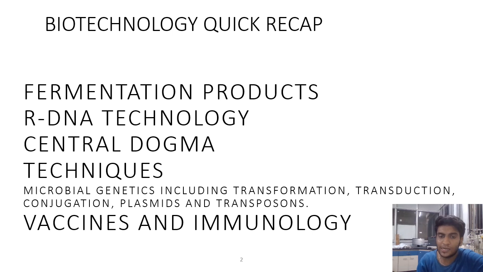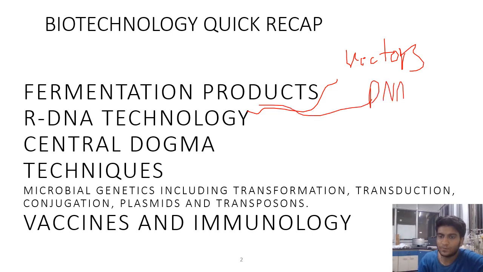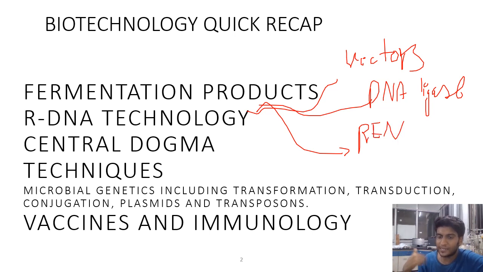In rDNA technology, you need to know about vectors, plasmids, cosmids, bacteriophage, yeast artificial chromosome, bacterial artificial chromosome. Then you need to know the role of DNA ligase, because it's very essential. Then the molecular scissors, which are known as restriction endonuclease. What are sticky ends, staggered ends, blunt ends, and all. So make sure that you know about these topics well.